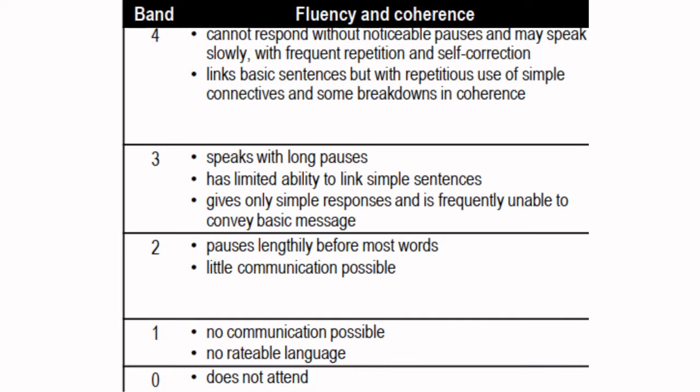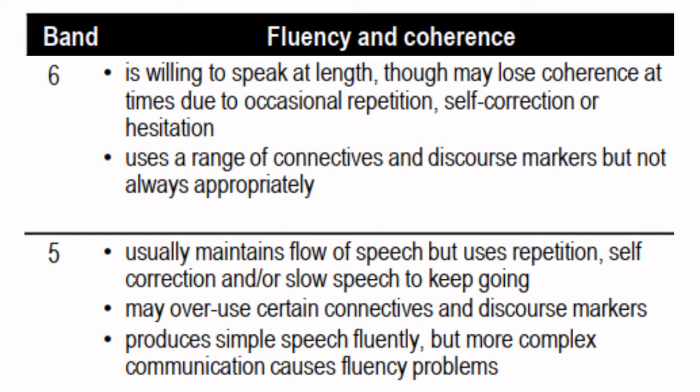A candidate who doesn't attempt any of the questions gets band score 0. For a candidate who speaks with long pauses, with limited ability to link simple sentences, the candidate will get band 3. If a candidate cannot respond without noticeable pauses and also speaks with frequent repetitions, band 4. Now for band 5, the candidate usually maintains flow of speech, and a candidate may overuse certain connectives and discourse markers.